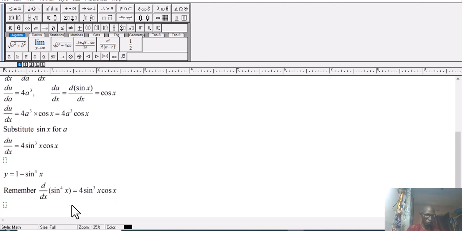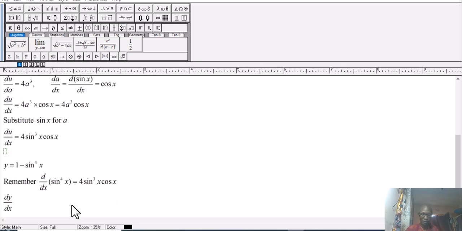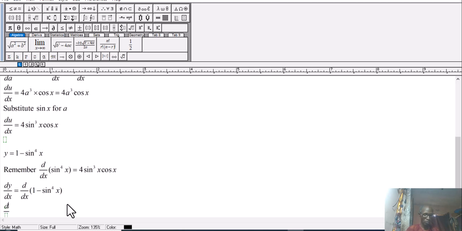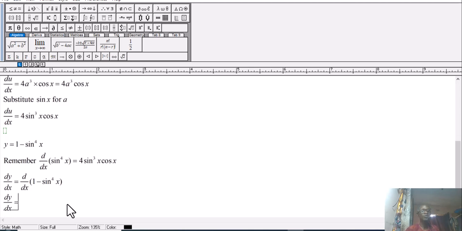So we can now do the differentiation of this. dy/dx is equal to, if you differentiate 1, that will give you 0. If you differentiate minus, that minus will still be there. You just copy this and differentiate sine to the power of 4 x. That will give you this.